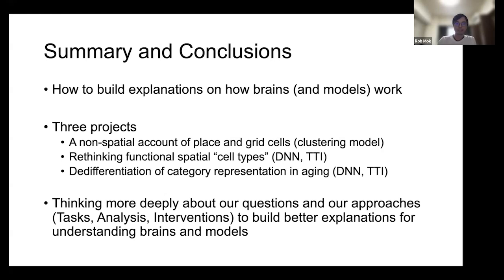I talked about a few projects, and really the point is that moving forward we would like everyone, and I'm talking to myself as well, to think more deeply about our questions and approaches, using methods like these to build better explanations for understanding brains and models.